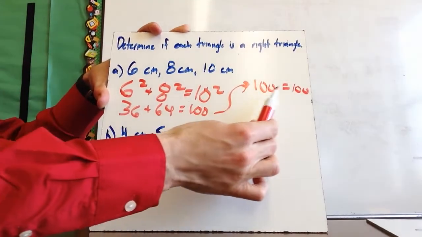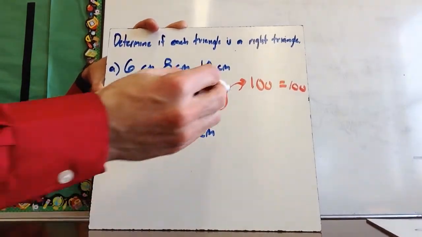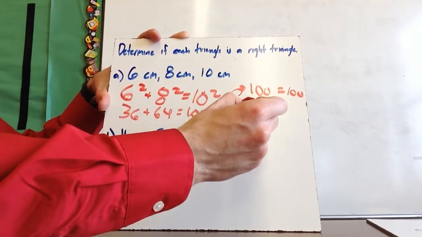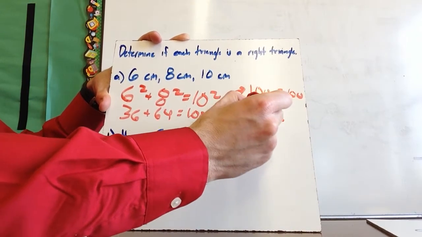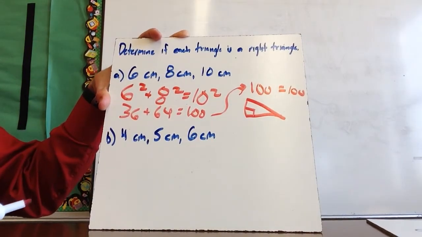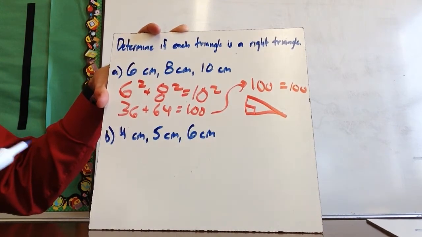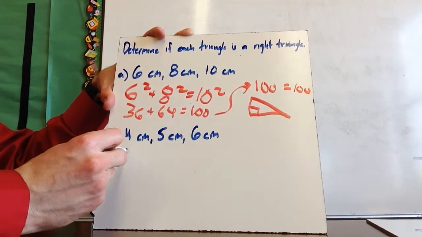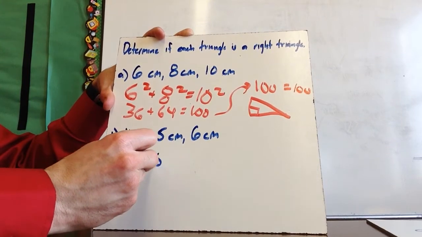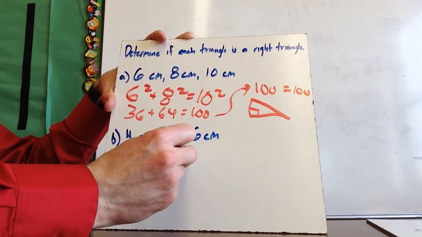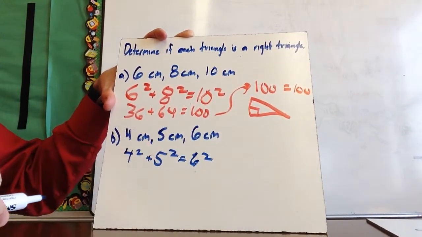If it's true, if these two actually do end up being equal, then yes, this is a right triangle. Right? So I'm just going to draw this as a right triangle. Very good-looking triangle. And so then this one, I'm going to go a squared plus b squared equals c squared.